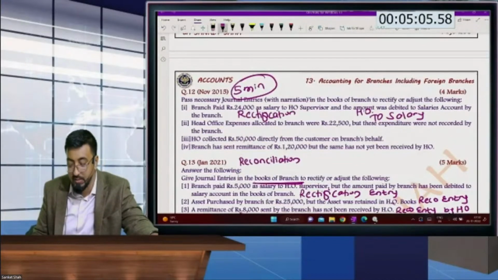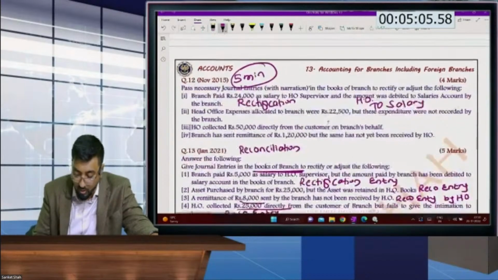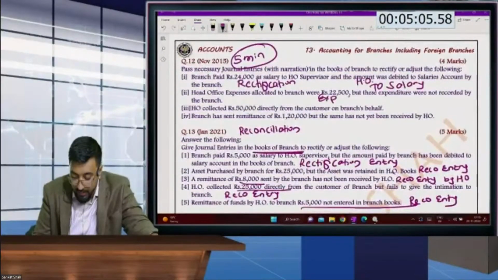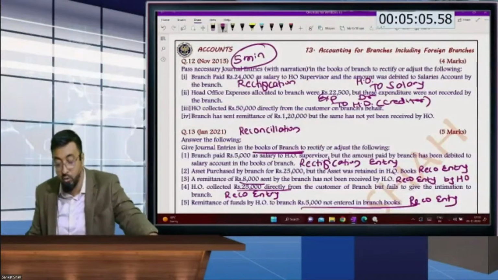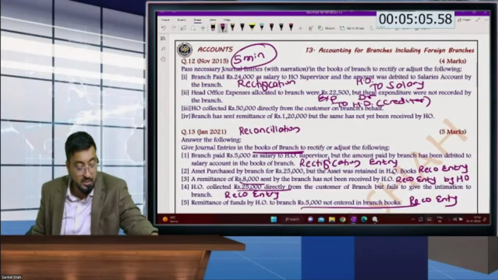HO expenses allocated to branch, but these expenditures are not recorded by branch. So expenditure has to be debited. And this expenditure you have to pay to HO. So you have not paid it, in future you are going to pay it to HO. So expenses to HO.